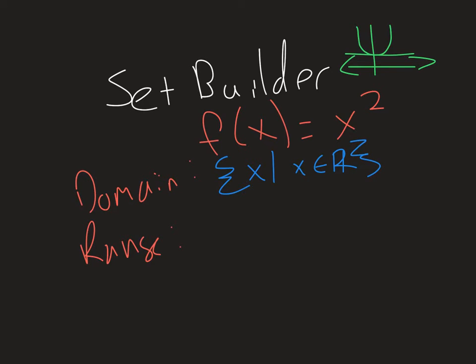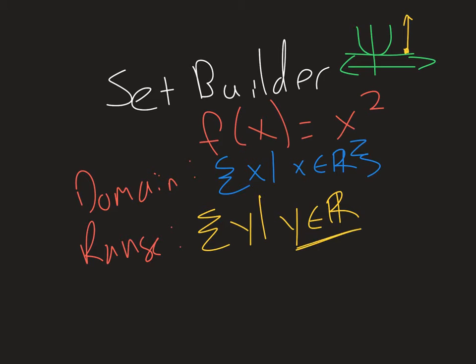So let's take a look at the range. This one's a little bit different. I only get from 0 up. So again, I'm going to start with a squiggle bracket. In this case, I'm not talking about x, I'm talking about y. I'm going to draw my line. So basically I'm saying I'm picking y, and here's the conditions for y. Well, y is still a real number. That's a pretty common occurrence when we're talking about functions.